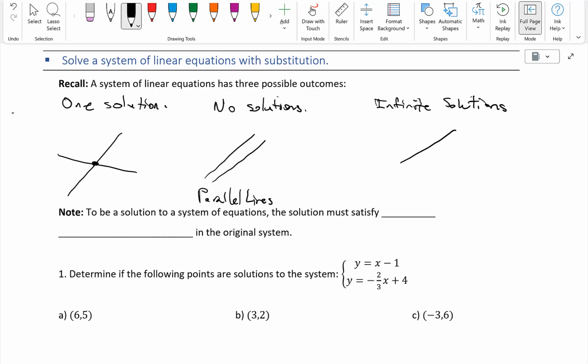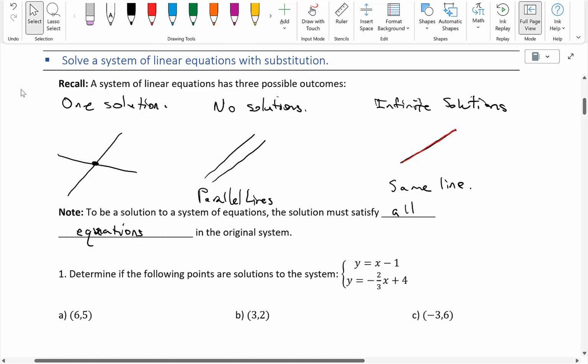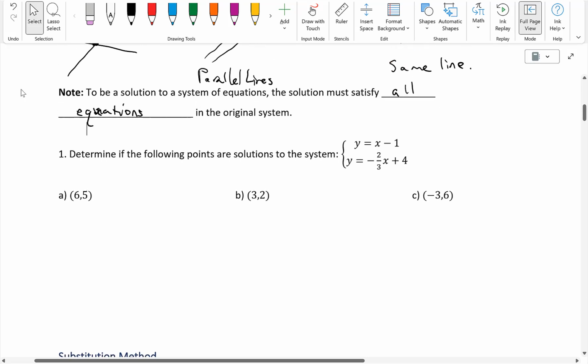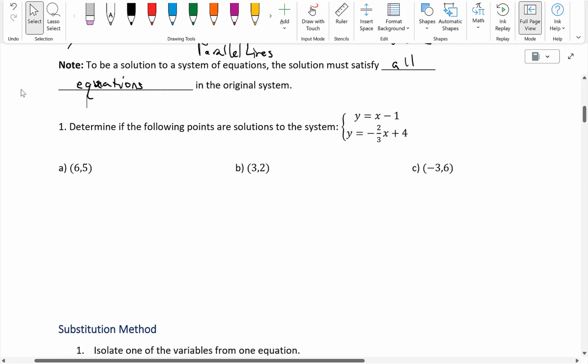And for that one, we actually have the same line, or 2 different equations that represent the same line. Right, so all the points are in common. We have infinitely many solutions. Note, to be a solution to a system of equations, the solution must satisfy all equations in the original system. You could think just of both for the original ones here, but we'll move into larger systems. So we want to think it must satisfy all of the equations in the original system.